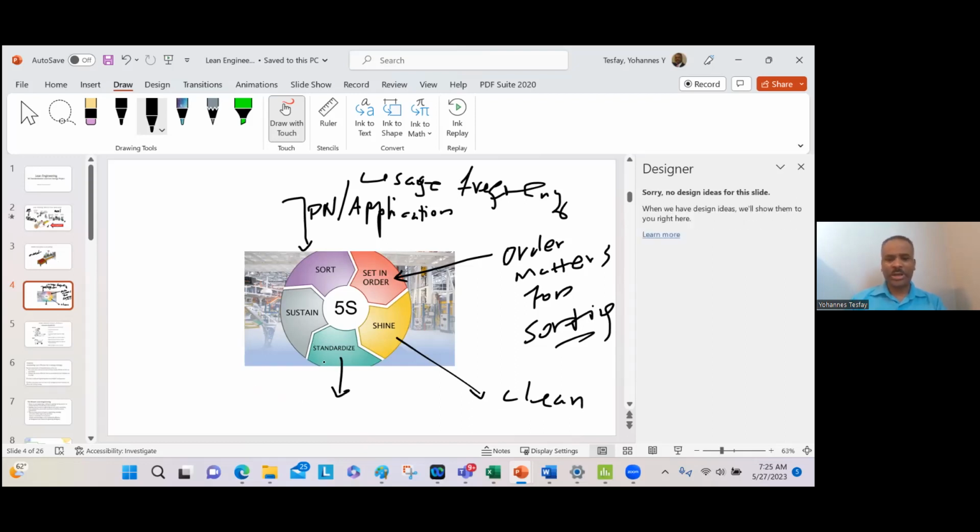By the way, what's the meaning of standardization? Standardize, what do you understand it to mean? It is not categorize. Standardize means setting based on predefined measurements or predefined agreements.